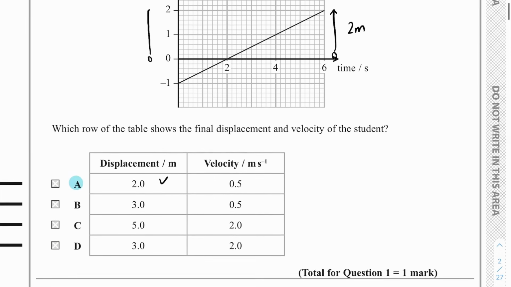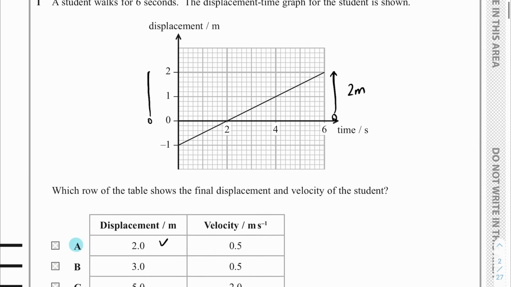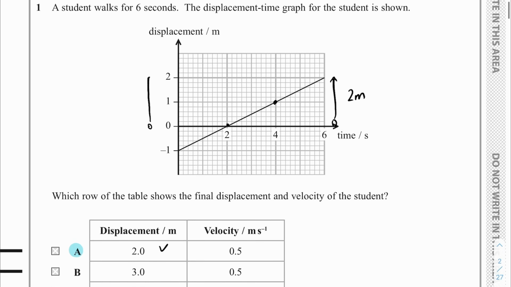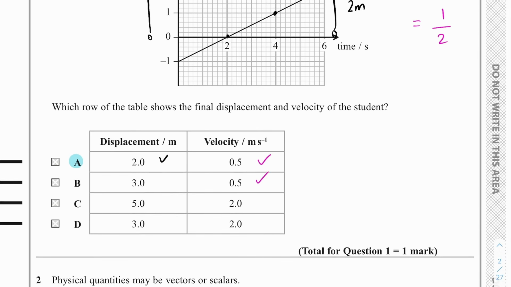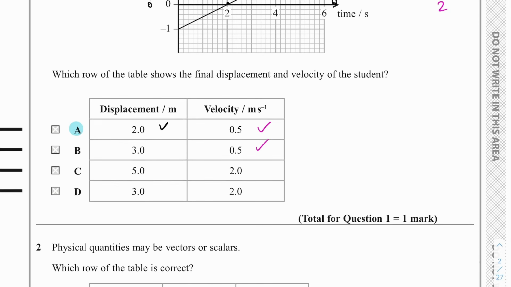Well, let's just work out the velocity just in case. We can take 2 points, this point and this point. We know velocity is displacement over time. So displacement is 1 minus 0, and time is 4 minus 2. So that'll be 1 over 2, so 0.5, and you can see A is indeed correct.